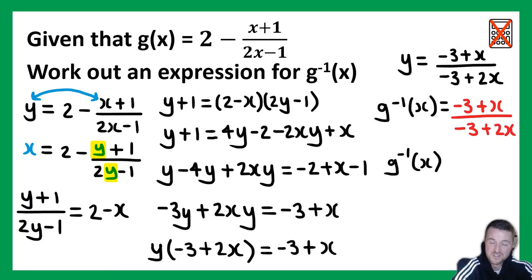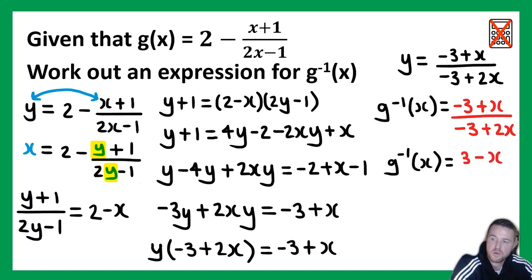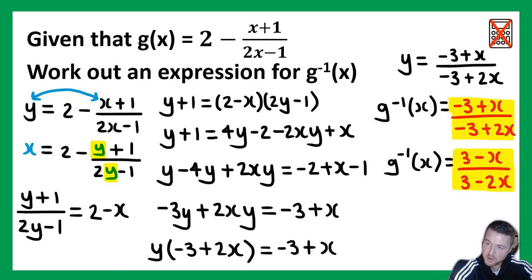If I were to change the steps slightly, and way back at the beginning here I chose to keep this expression involving y on the right-hand side and bring everything over to the left-hand side, I would have ended up with 3 minus x as my numerator and 3 minus 2x as my denominator. These represent the same value and would both get us full marks in an exam. Notice how all of the signs are flipped.